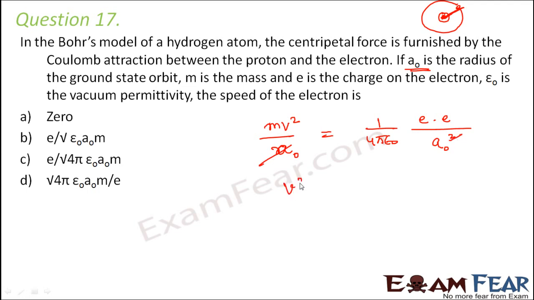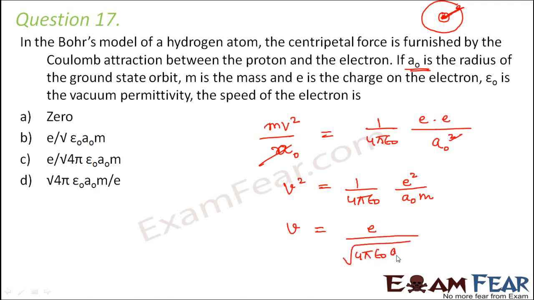So we can say v square is equal to 1 by 4 pi epsilon naught e square divided by A0 m. So therefore v is equal to e divided by root over 4 pi epsilon naught A0 m. So the correct option is C.